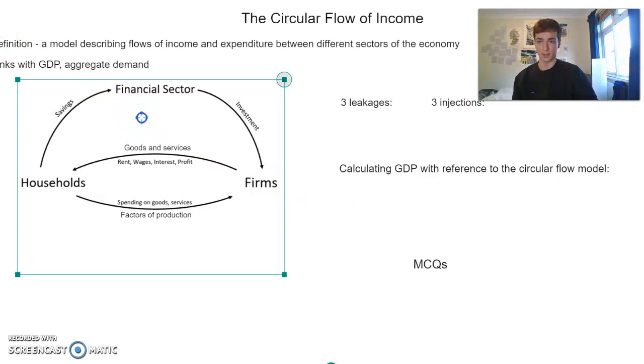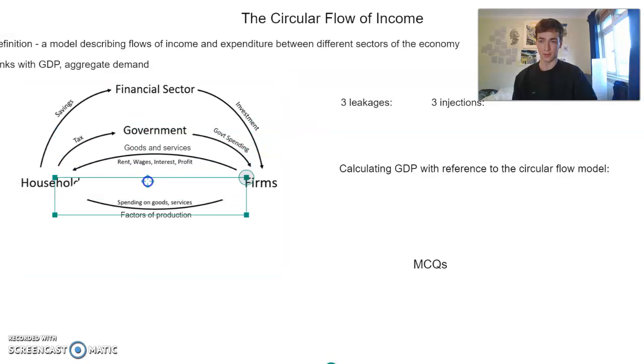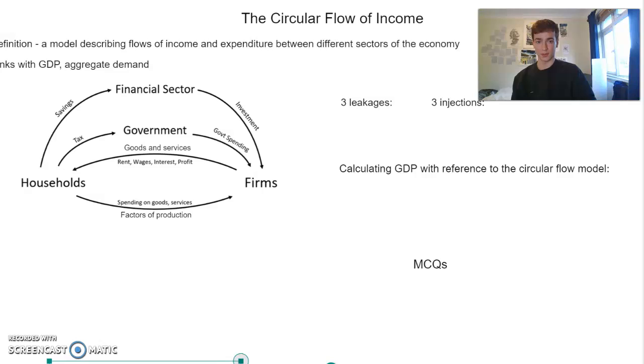At this point, we can add another sector, and this is the government. So the principle here is the same as the financial sector. Income leaves the economy in the form of government taxation, for example, from income tax, and it re-enters the economy in the form of government spending. And that can be on anything from subsidies to public spending on institutions such as the NHS, to other grants such as the furlough scheme, which is ongoing currently. Again, we have one leakage, that's taxation, tax, and one injection, that's government spending. So far our leakages are savings and tax, and our injections are investment and government spending.